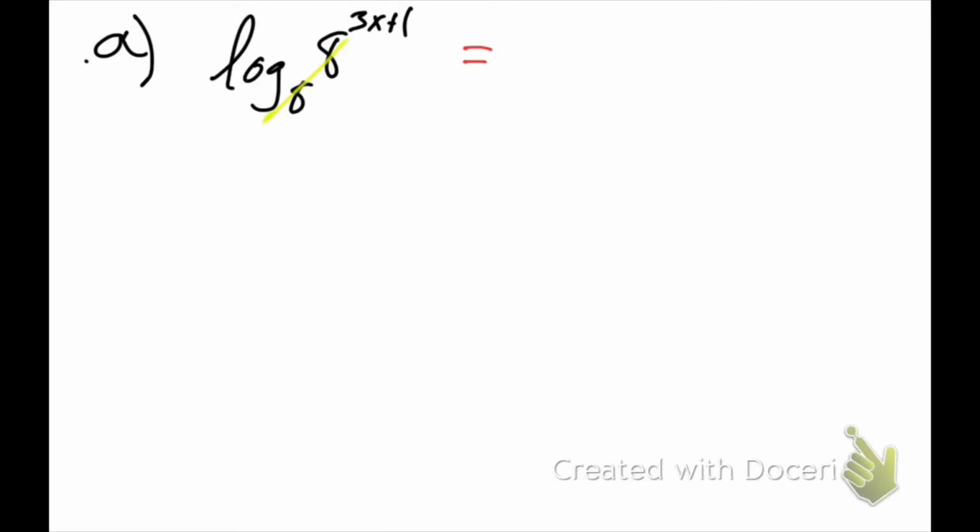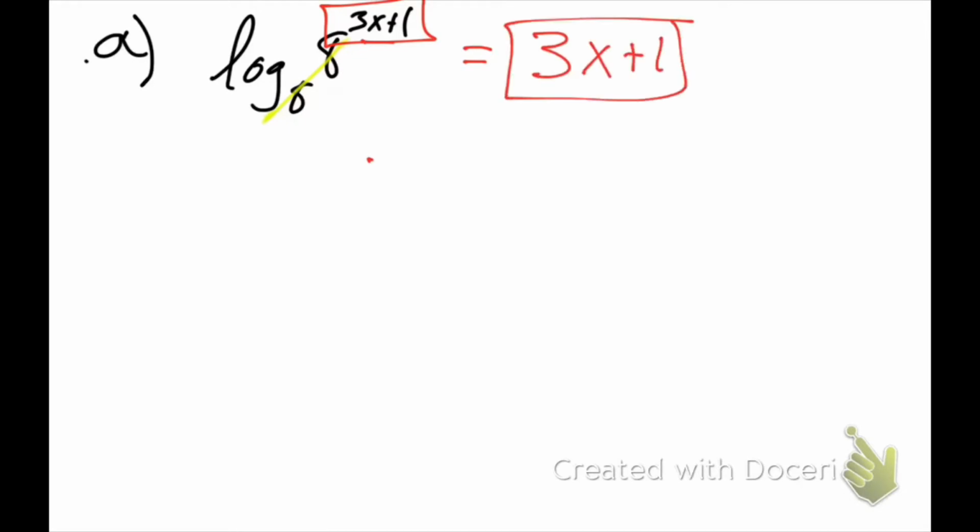Our first example, example A, let's say I took log base 8 of 8 raised to the 3x plus 1. What does this equal? Well, the bases, the 8's, cancel out. I'm left with 3x plus 1. And that's it. Super simple.